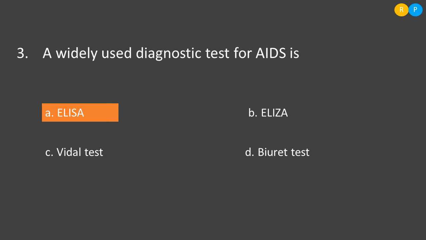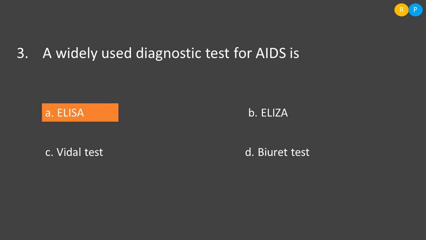As a third question, a widely used diagnostic test for AIDS is. So AIDS is a viral disease. So this is detected by one of the diagnostic tests, that is ELISA. So ELISA is nothing but enzyme linked immunosorbent assay. So this is the common diagnostic test used to detect whether the patient is HIV positive or not. Clear. So let's see the option.